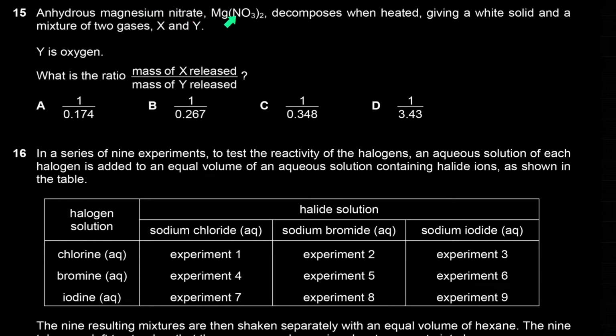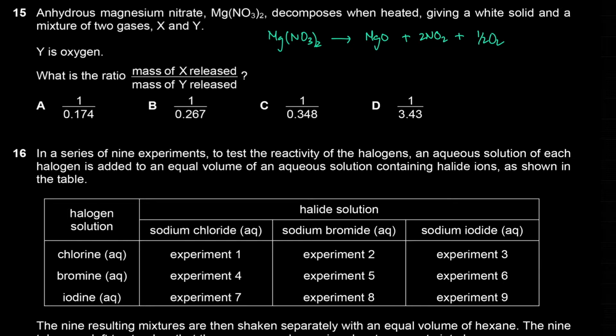Anhydrous magnesium nitrate decomposes when heated, giving a white solid and a mixture of 2 gases, X and Y. Y is oxygen. What is the ratio mass of X released divided by the mass of Y released? Now, if you guys remember, for group 2 nitrates, when we decompose them, we form the oxide. For every 1 mole of group 2 nitrates, you're going to form 2 moles of nitrogen dioxide and half a mole of oxygen gas, right?